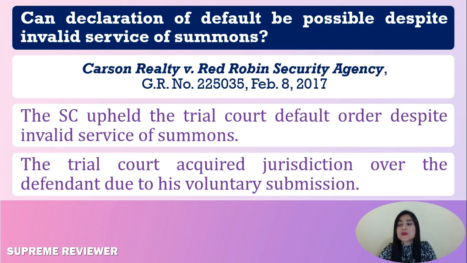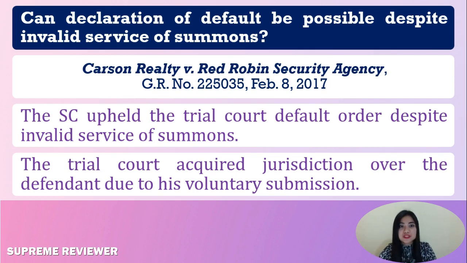Acting on the plaintiff's motion, the trial court declared the defendant in default. In affirming the validity of the default order, the Supreme Court took note that the trial court acquired jurisdiction over the defendant due to its voluntary submission to the jurisdiction of the court by filing numerous pleadings seeking affirmative relief, and not on the strength of the invalidly served summons.